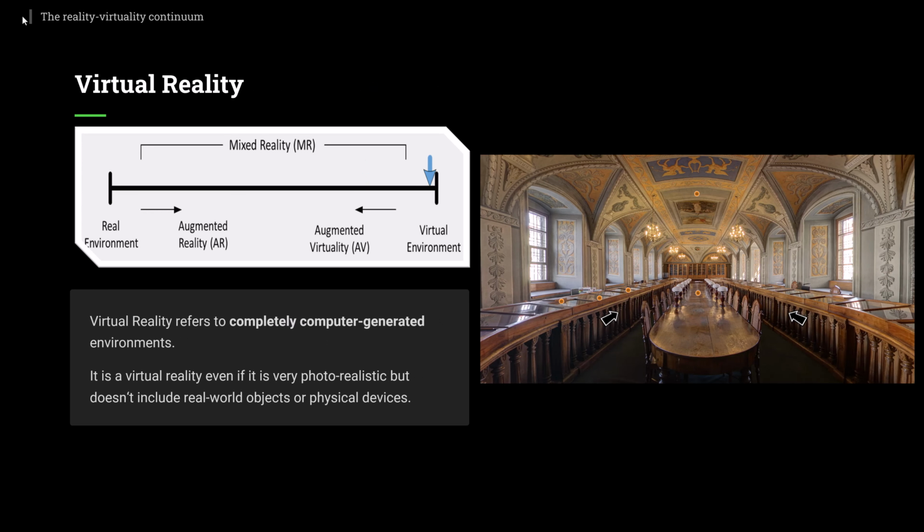Virtual reality creates a fully immersive digital environment that replaces the real world entirely. Virtual reality refers to completely generated environments. Users wear virtual reality headsets that block out the physical world and transport them into a simulated reality. It is virtual reality even if it is very photorealistic, but it doesn't include real-world objects or physical devices.